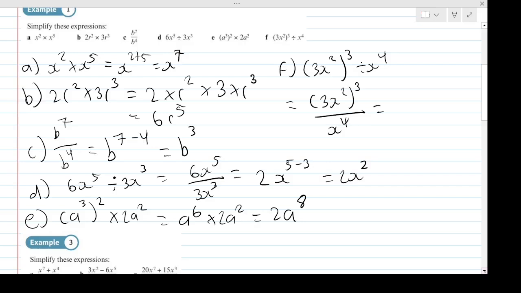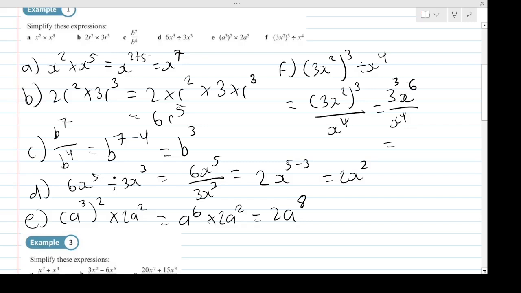Well, 3x squared cubed. What we're going to have to do is, because we've got multiple terms inside, not just an x, but we've got a 3 as well, we raise each part by 3. So we're going to have 3 cubed, and then x to the 2 by 3. Now, because we have a power, we can times together, like with part E here. We have x squared raised to power of 3. It's going to be x to the 2 times 3, isn't it? So 2 times 3 would be x to the 6 over x to the 4.